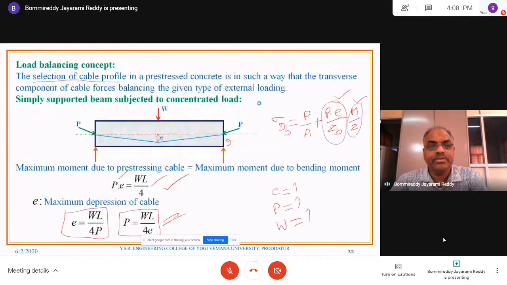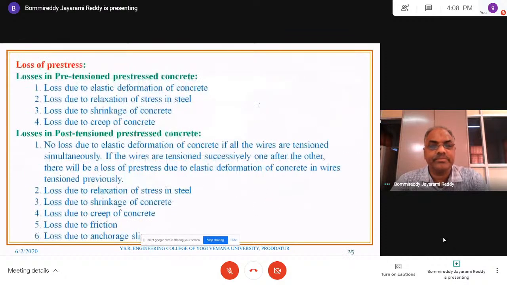is losses of pre-stress. There are two different methods of introducing the pre-stress in the members. One is pre-tensioned, already you know. The various losses in pre-tensioned pre-stressed concrete are loss due to elastic deformation of concrete, loss due to relaxation, loss due to shrinkage, loss due to creep.